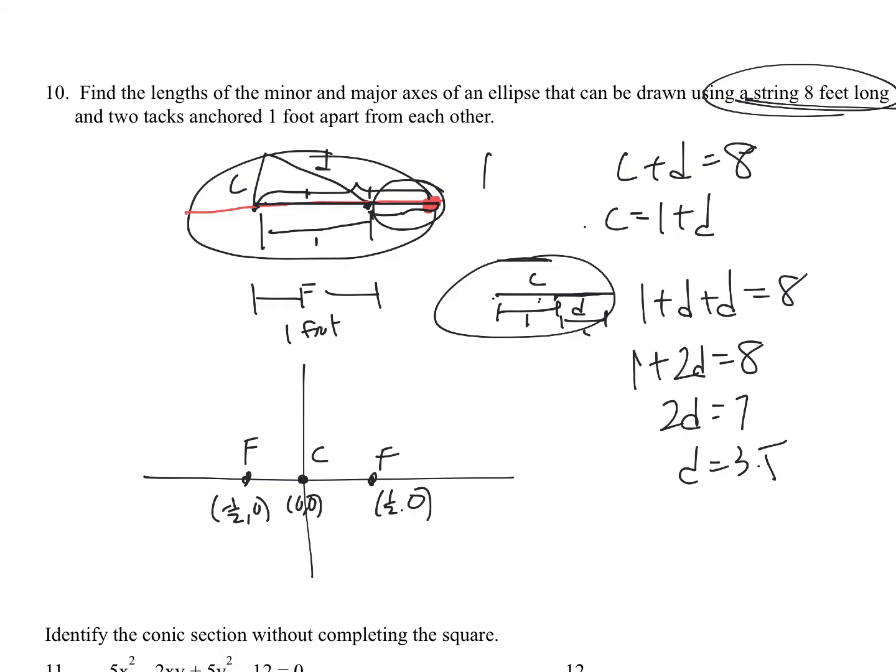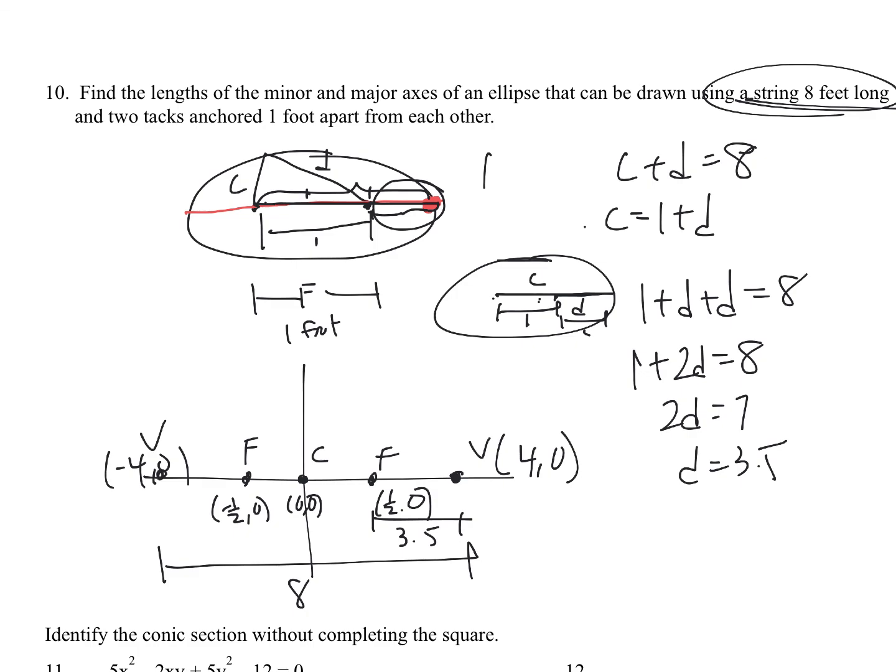Now that sounds kind of weird to do all that work, but what it actually is telling me is how much further the actual vertex is. So it's 1/2 here, right? So that means that this has to be another 3.5 feet out. So this vertex is actually at (4, 0), which would work the same on the other side. And that actually tells me the length of the first axis. The first axis has to be a length of 8. Okay, that's the major axis.